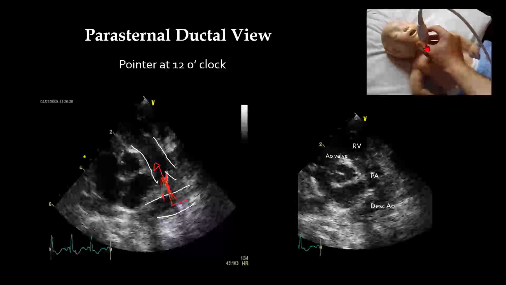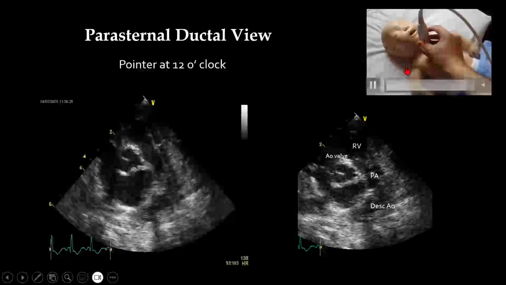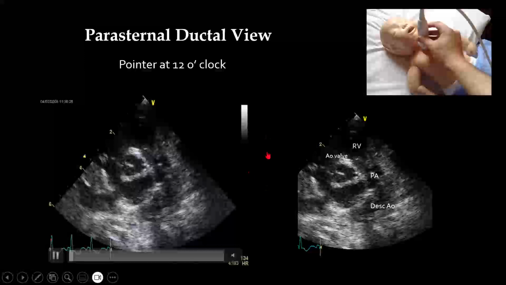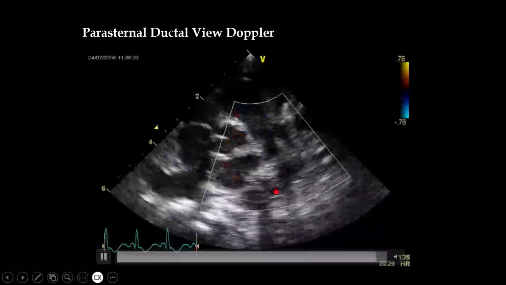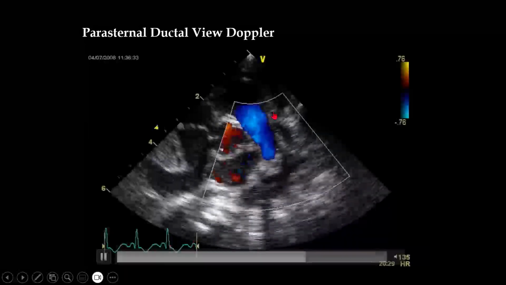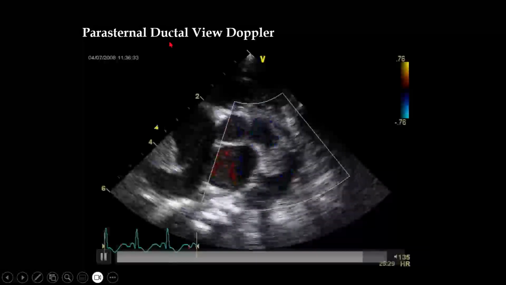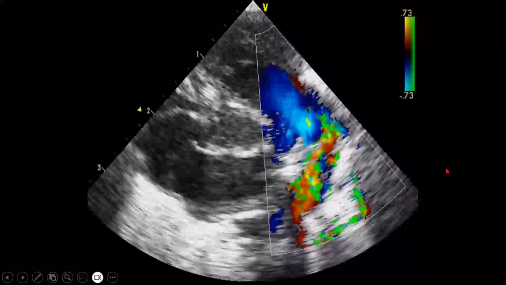So here you can see the probe is kept in the left subclavicular area, pointer pointing at 12 to 1 o'clock position. So you see this duct. So is there any duct in here? These two, pulmonary artery flow and descending aorta flow, are blue. Okay. Is there any PDA in here? Are you able to see any PDA here? No. Great. And here, is there any PDA here?